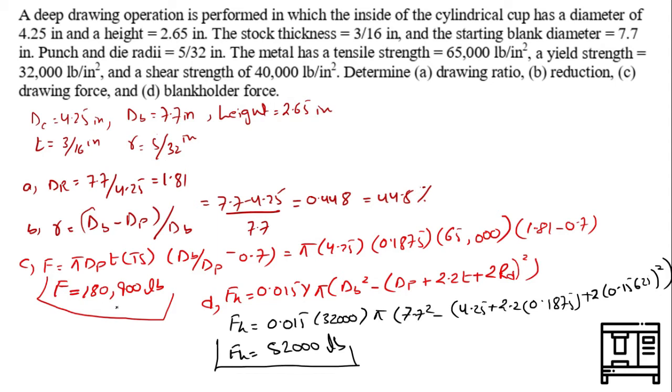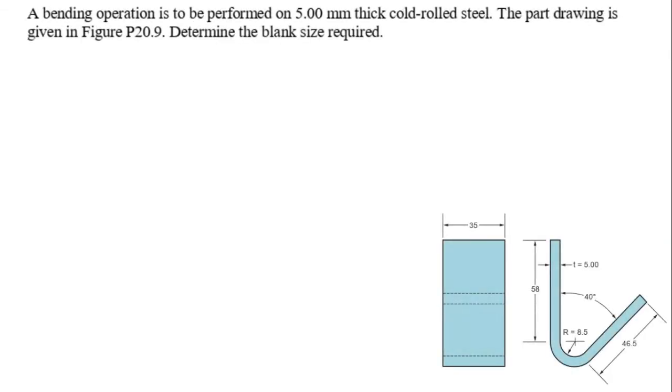We have the drawing force and the feasible reduction ratio and the drawing ratio. Move on to the next numerical. So it says a bending operation is to be performed on 5 mm thick cold roll steel, and the part drawing is given in the figure as shown below. Determine the blank size.